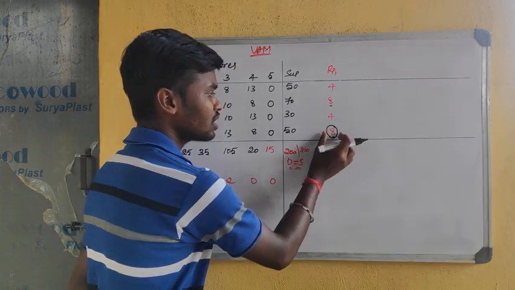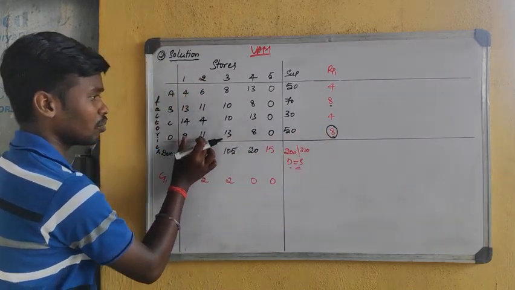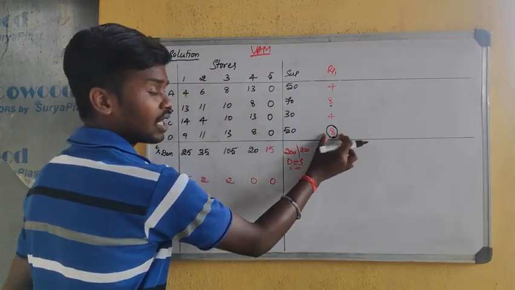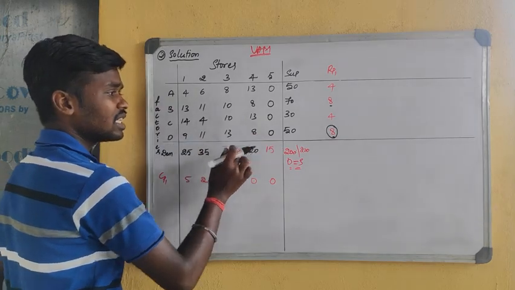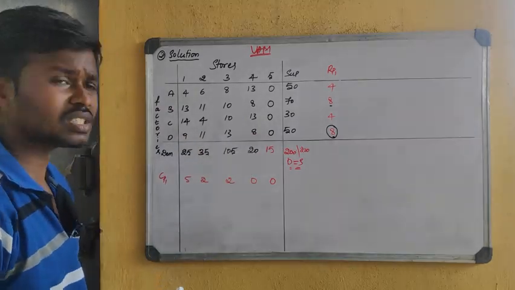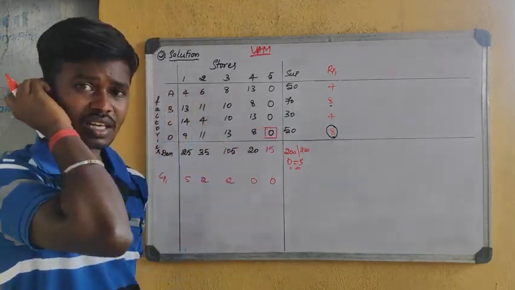Okay, so this 8 is a penalty related to this row, because this is the row penalty. So in this row, which is the least number? That is the least cost. 0 is the least cost, right?